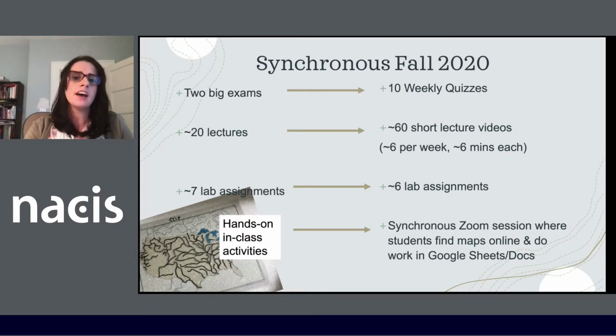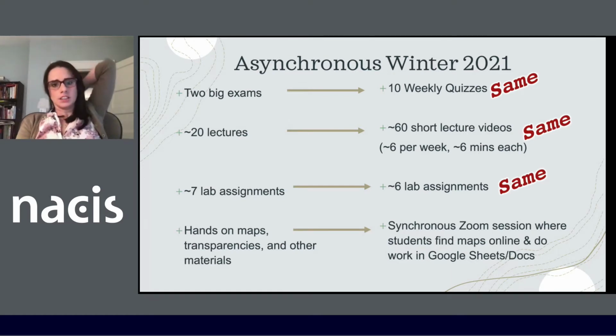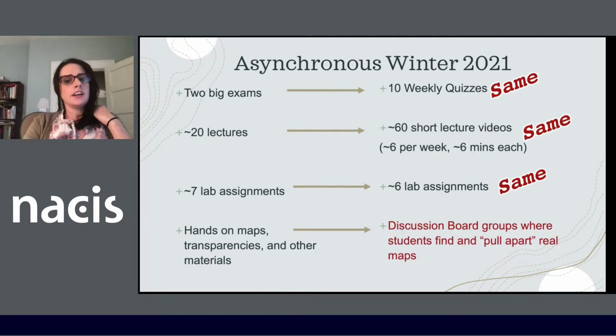So we're doing synchronous Zoom sessions where students find maps online and do work in Google Sheets and Google Docs. The only difference for future asynchronous courses is that the synchronous Zoom sessions will be changed to discussion board groups where students find and pull apart real maps. That last section is really the only difference. And now I'm going to turn it over to Nate, who's going to talk about the labs.